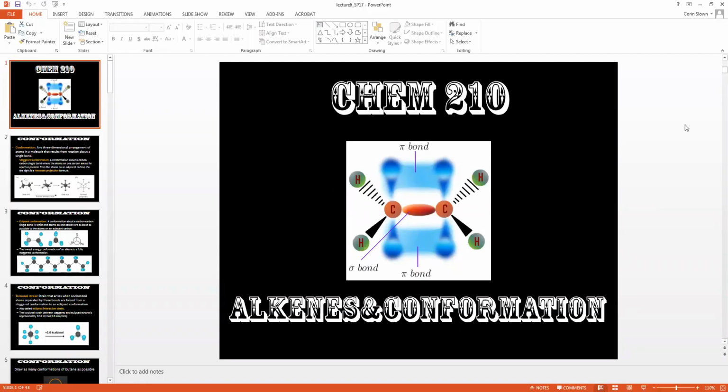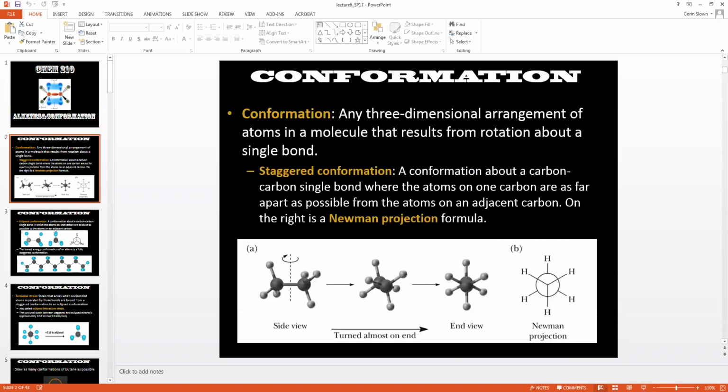So we're going to take a look at alkanes and conformation. This is the next step after our study of alkanes. So we're going to be looking at conformation, which is any three-dimensional arrangement of atoms in a molecule that results from rotation about a single bond.